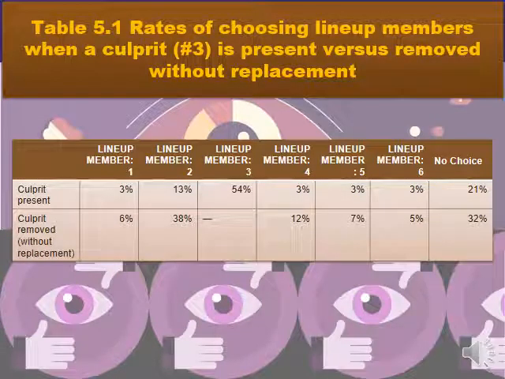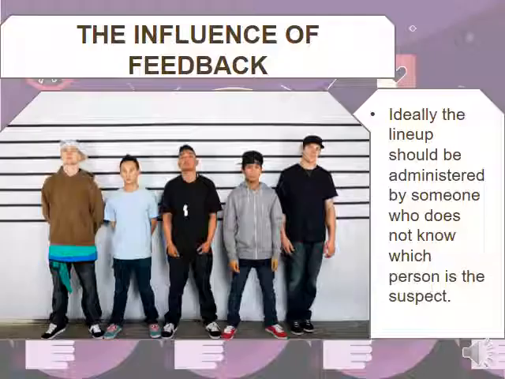So here you have the initial table, rates of choosing lineup members when a culprit is present versus removed without replacement. Culprit present, 54%. With the culprit removed without replacement, there is initially the possibility of lineup member 2, therefore that goes into the relative judgment that was expounded upon earlier. So initially you have the 12% for lineup member 4. If you notice, there's that element that goes into it. Then you have the no choice.